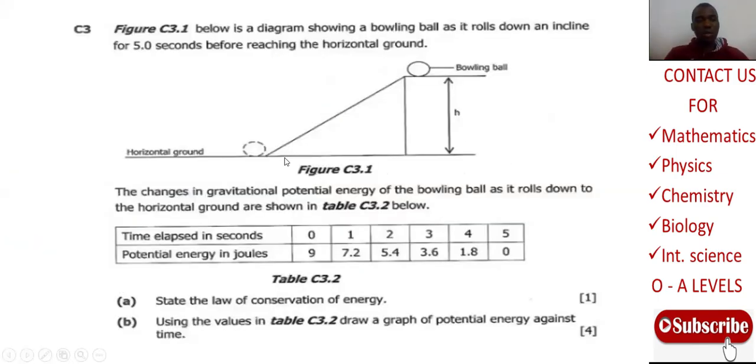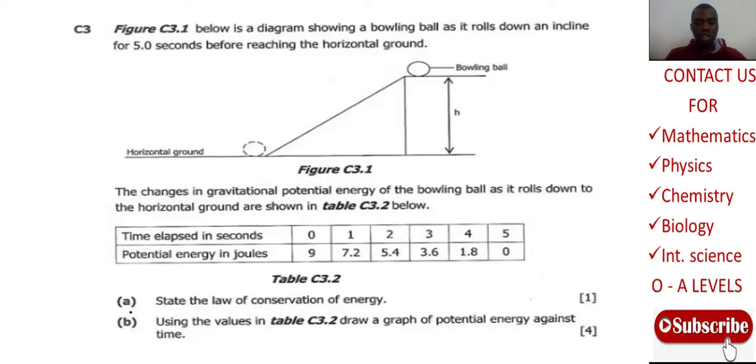Okay, so we go to the last question of section C, which is C3. The question reads, figure C 3.1 below is the diagram showing a bowling ball as it rolls down an incline for 5.0 seconds before reaching the horizontal ground. So this is the bowling ball that is being shown here, and it is moving from up all the way down. The changes in gravitational potential energy of the bowling ball as it rolls down to the horizontal ground are shown in table C 3.2 below. So this is the table.